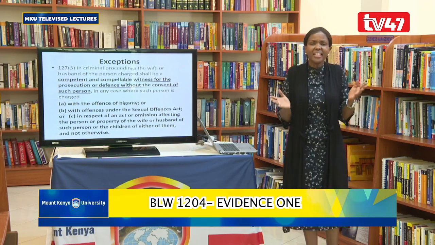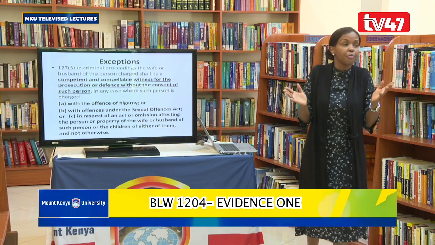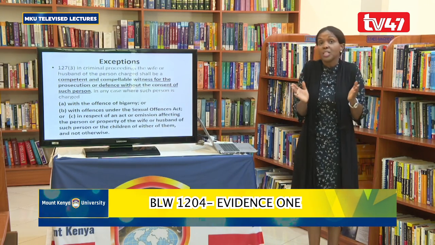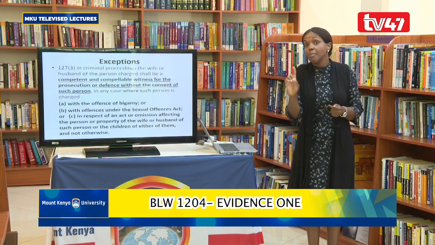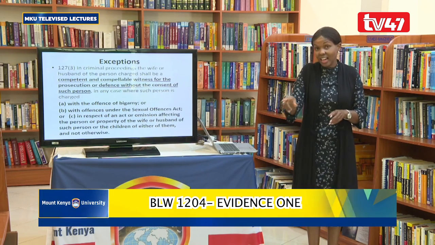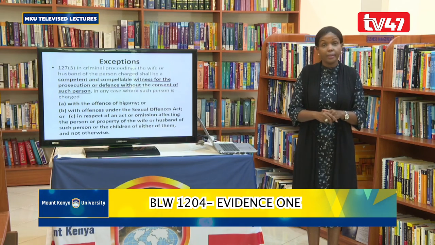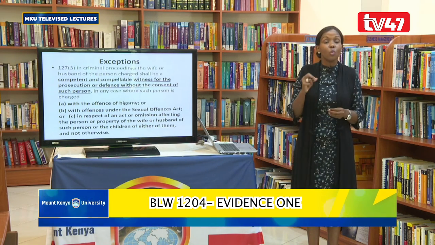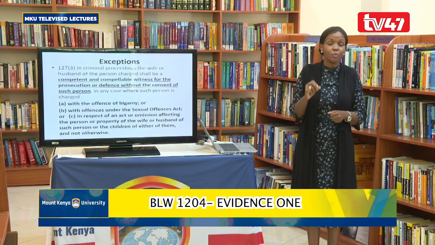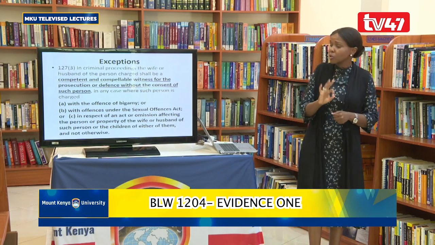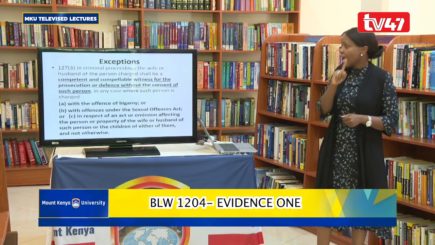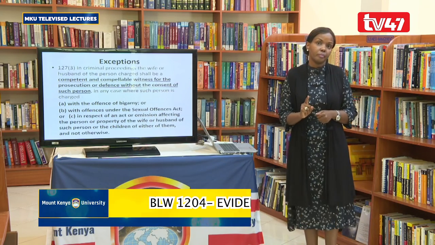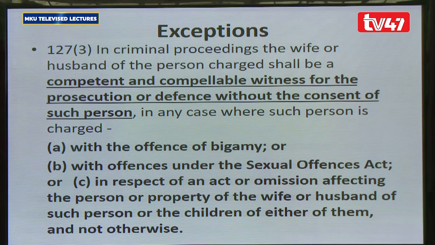Children. If anything should go wrong with the children, if, for example, one particular spouse is accused of having murdered one of their children, then the spouse will be compelled to testify against the other spouse. Please note those three exceptions, and please note that it ends with this line and not otherwise. So those exceptions are very, very narrow when it comes to spouses being compelled to testify against each other.